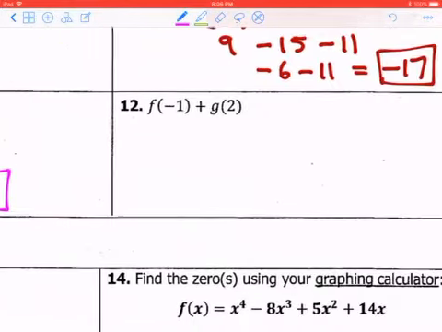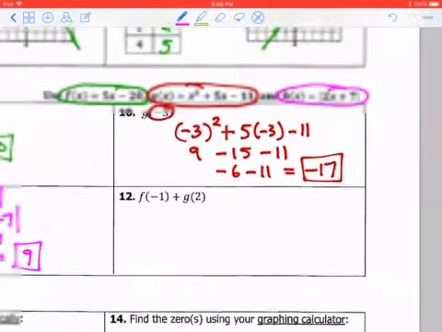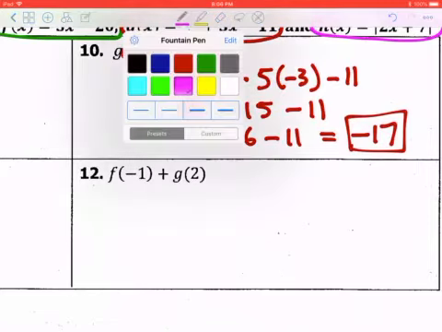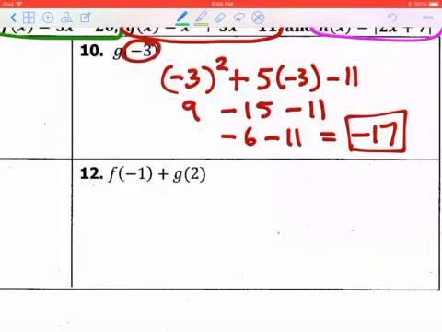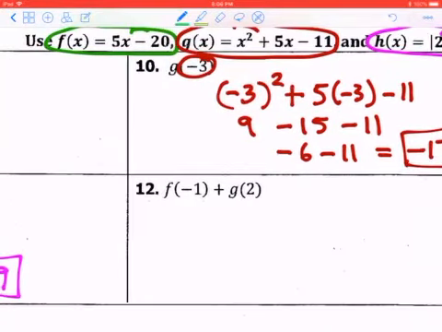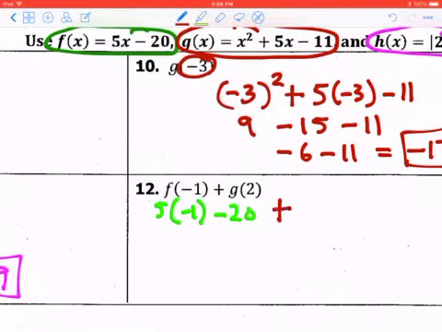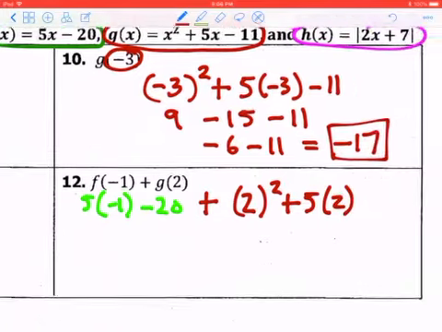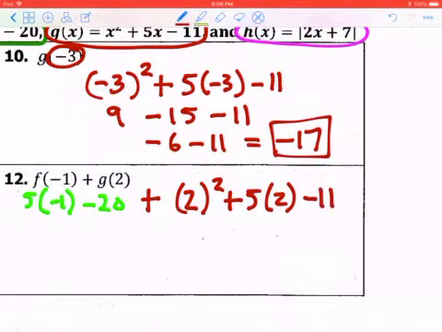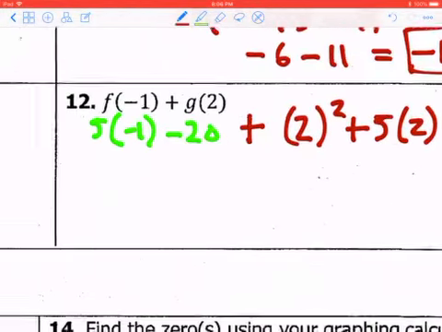And then number 12 is a combination of f of x and g of x. So we're going to take 5 times negative 1 minus 20, and we're going to add the g of x, which is 2 squared plus 5 times 2 minus 11. So we're going to work on the left side first.